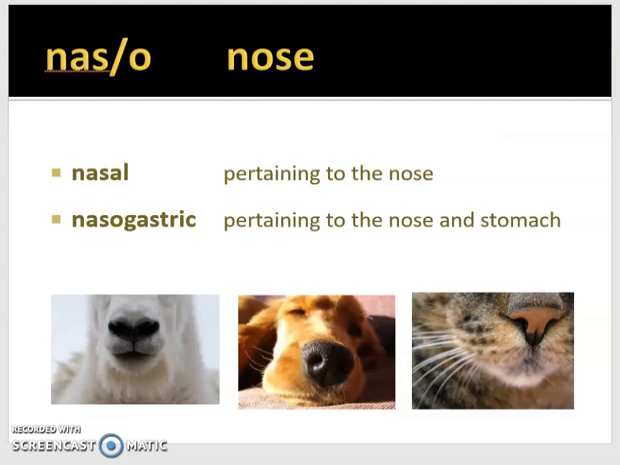Okay, first combining form, we're going to start with the nose, since that's kind of the beginning of the respiratory tract. Naso is our first combining form, describing nose. Nasal, once again, there's our pertaining to suffix, pertaining to the nose. And nasogastric means pertaining to the nose and the stomach. There is a connection between the nose and stomach that we sometimes use. Maybe you've heard of an NG tube.